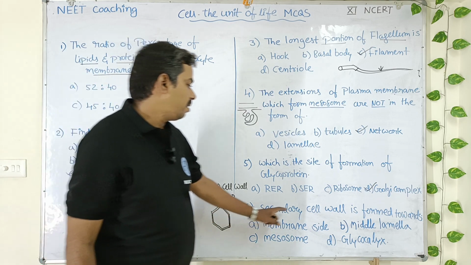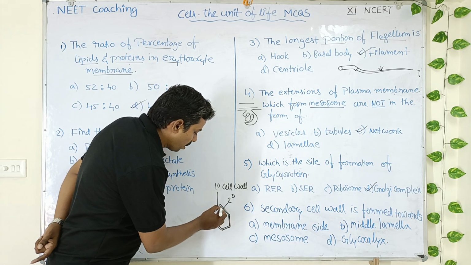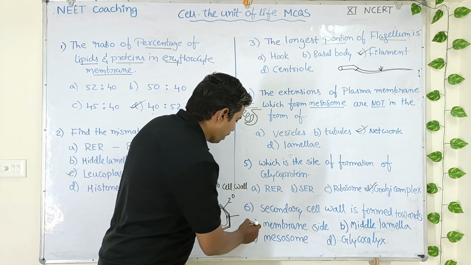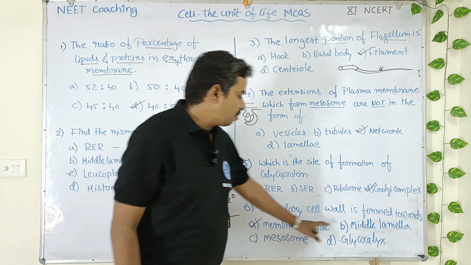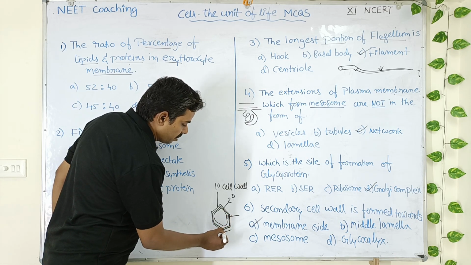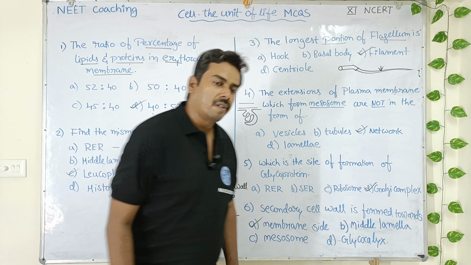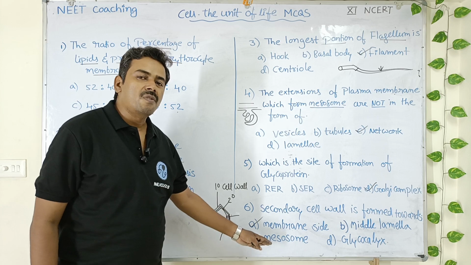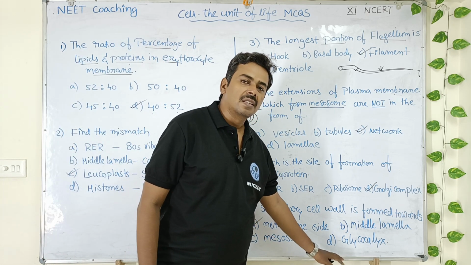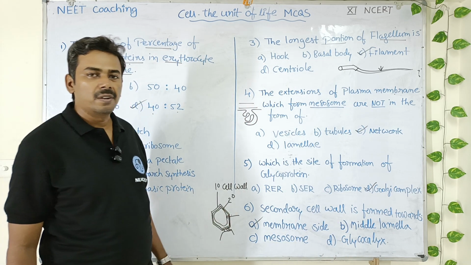So secondary cell wall is formed towards the membrane. Towards the membrane means towards the inside. The plasma membrane will be here. A is the correct option. It is not towards the middle lamella, because the middle lamella will be present between two adjacent cells, not towards the outside. Mesosome is not found in plant cells. They just gave it to confuse you. So mesosome is not the answer. Glycocalyx is also seen in the prokaryotic cell. This is not the answer. The correct option is towards the membrane.